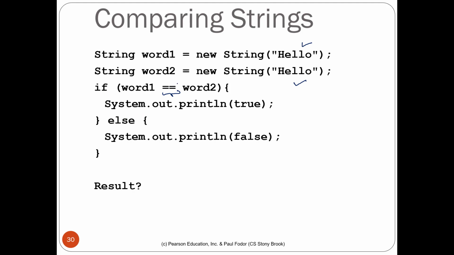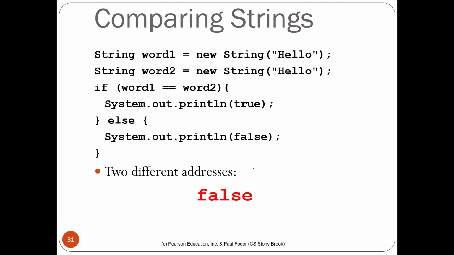If that is true, then you should do system.out.println true. Otherwise you should say false. Now what is the output? Well, we just discussed. This is going to result in a false. That being false, because it's a different reference here, so the output should be false. Okay, these are two different addresses.